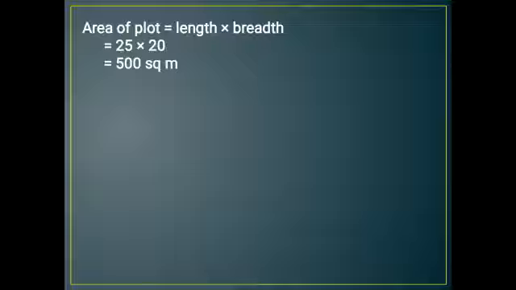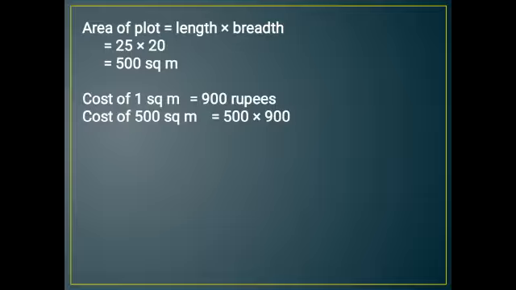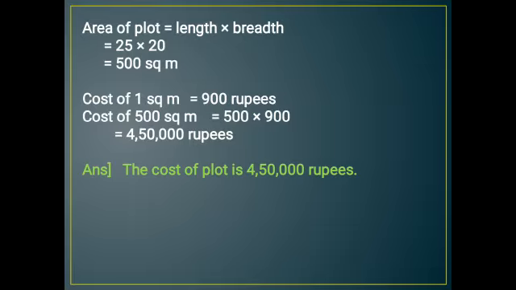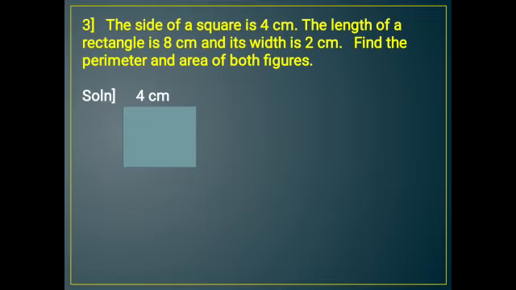Now what will we do? We will find the cost of this plot. First we will write, cost of 1 square meter is equal to 900 rupees. So the cost of 500 square meter will be 500 into 900. So what is the answer? 4,50,000 rupees. Understood? So our main answer is the cost of the plot is 4,50,000 rupees.